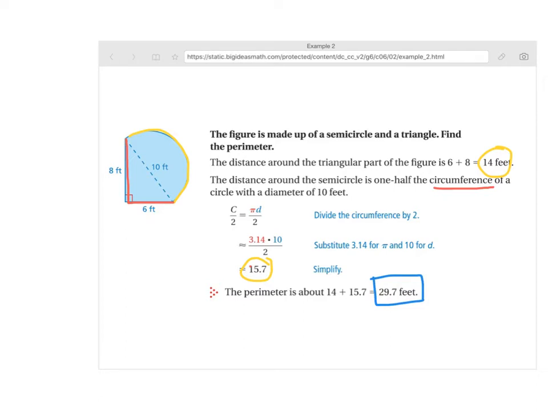Okay, so sometimes you have to find part of the perimeter and then the other part in a different way, and then you add the two together. So it just depends on what you can see.